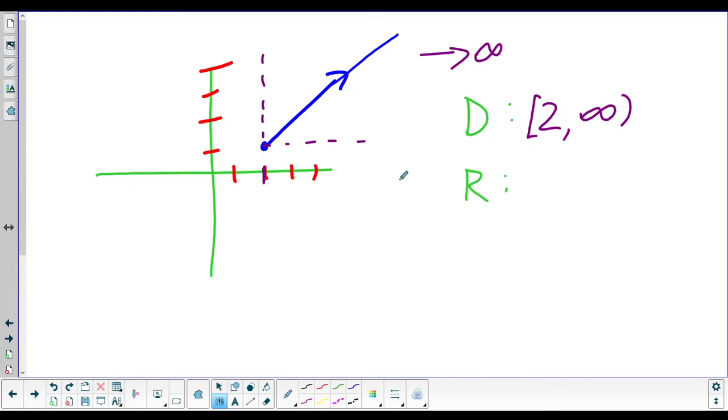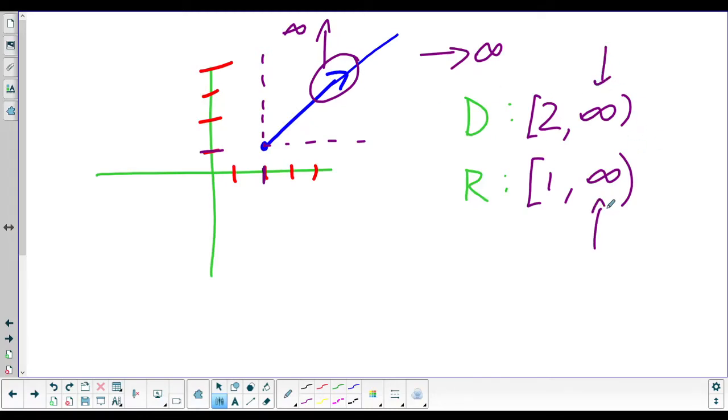For range, all right, what's the lowest we go? Here's the lowest. It's right there at 1. And there is no top. It keeps going up forever too. So it also goes to infinity. So we put infinity. You can never get to infinity, but we do touch 1. So that's how you would handle it if you have an arrow. If you have an arrow, you're going to have infinities.